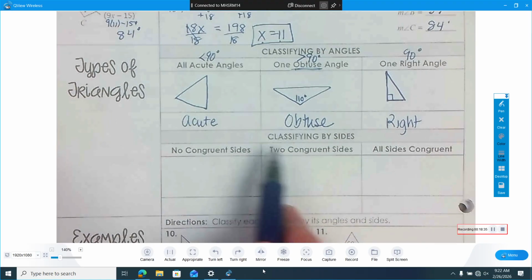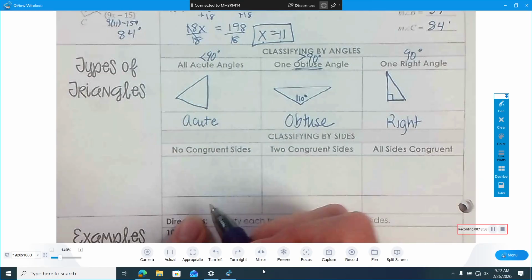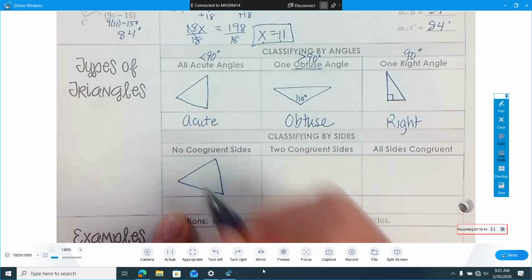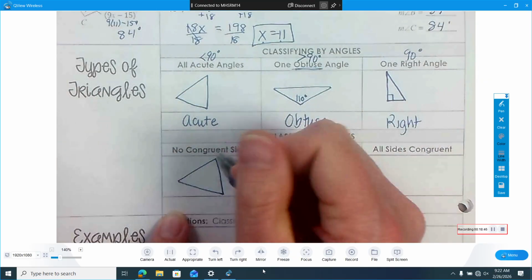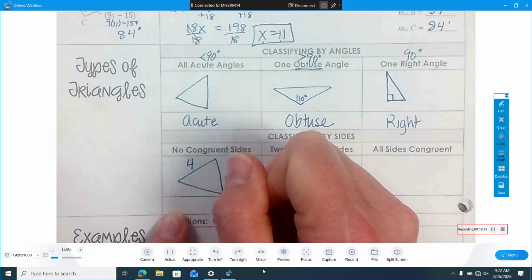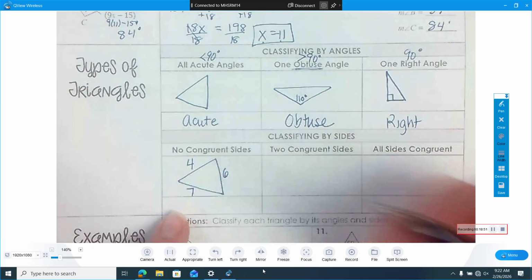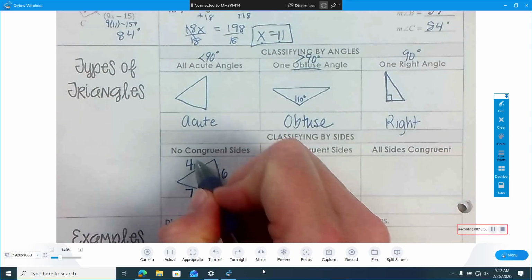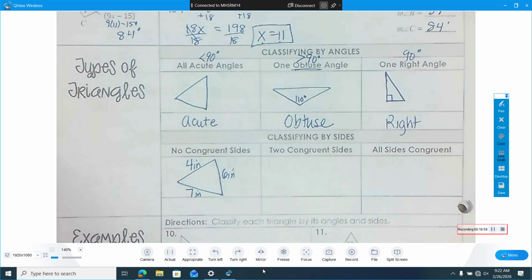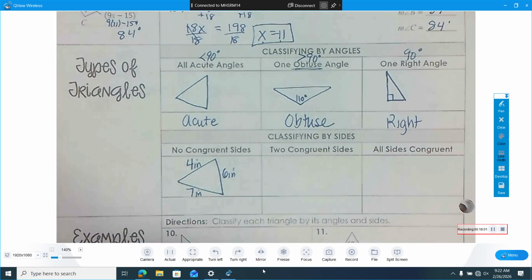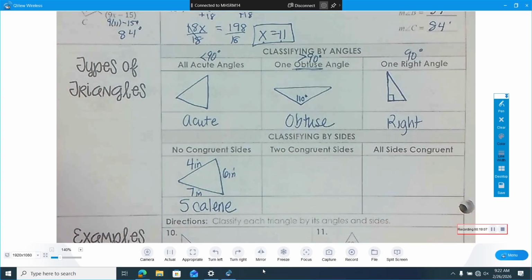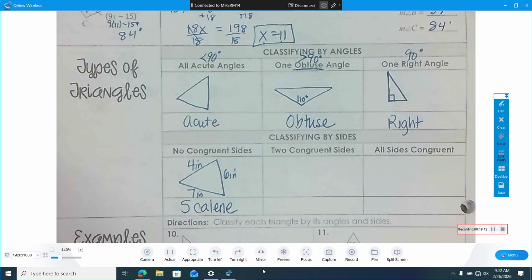We can also classify our triangles by the sides. When there are no congruent sides, I'm going to draw a triangle that has three different side lengths. So maybe this is a 4, a 6, and a 7. That could be a potential triangle where all three side lengths are maybe 4 inches, 6 inches, and 7 inches. They're all different. This is called a scalene triangle. Scalene means different side lengths. All three sides are different.